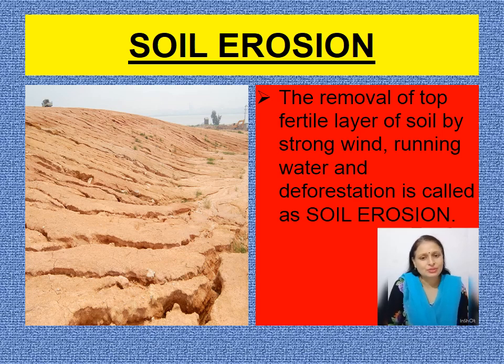Students, even though soil is formed from the rocks, it is lighter than it, and some natural factors like wind, rain and running water can easily carry it away from one place to another place. The removal of the top fertile layer of soil by any means is known as soil erosion. So let's learn about the different factors that lead to soil erosion.